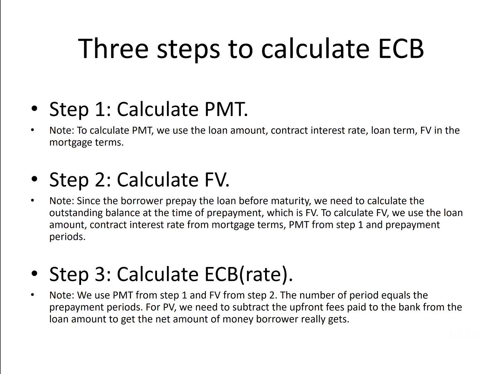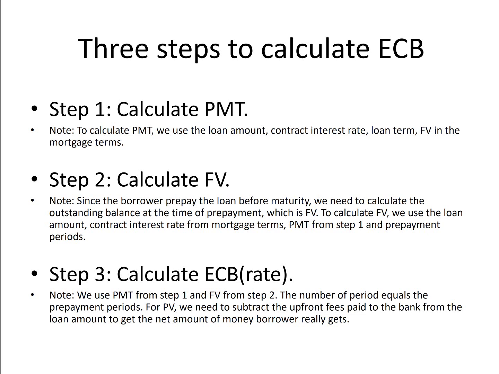It involves 3 steps to calculate the effective cost of borrowing. In the first step, we still need to calculate the monthly mortgage payment. We use the loan amount, contract interest rate, loan term, and future value in the mortgage contract. And then because the loan is prepaid, we need to calculate the future value at the time of prepayment. Because the borrower prepaid the loan before maturity, we need to calculate the outstanding balance at the time of prepayment, which is the future value.